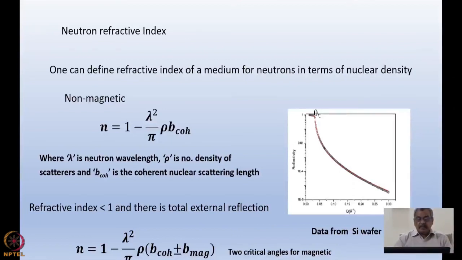So in this case, we can define the refractive index of a medium for neutrons. If it is a non-magnetic sample, and I'm talking about an unpolarized neutron beam, then N is given as 1 minus lambda square by pi times rho times B coherent, where lambda is the wavelength of the neutron, rho is the number density of the scatterer, and B coherent is the coherent scattering length density. In this case, you can see that for the values of rho B coherent, N is less than 1.